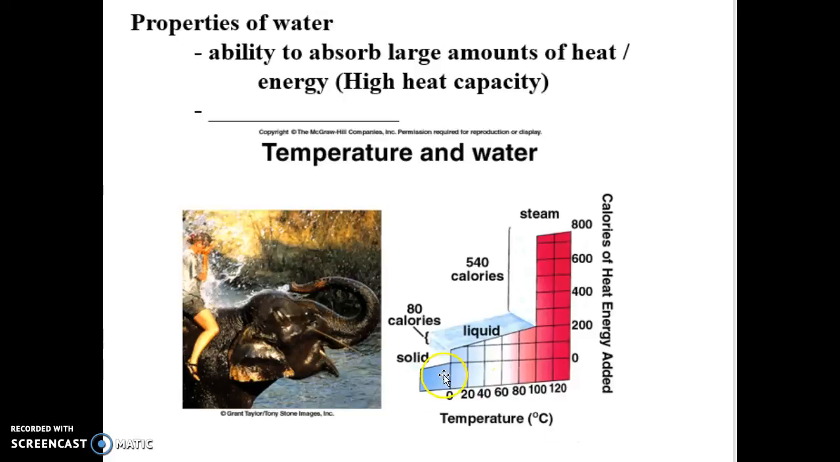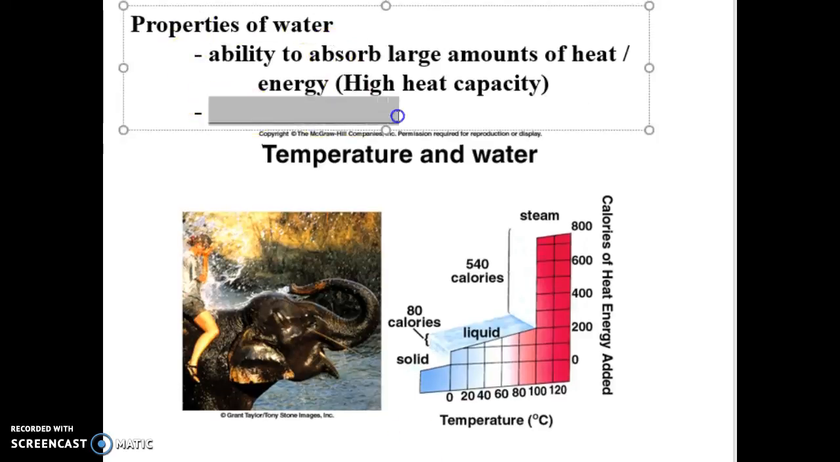So when we look at water on the temperature spectrum, it has a massive range in which it can be liquid because of that ability to hold that heat or that energy before it would actually change temperature. Eventually, though, it will change temperature, and if we reach a certain temperature point, then we change state. We go from solid to liquid to gas.